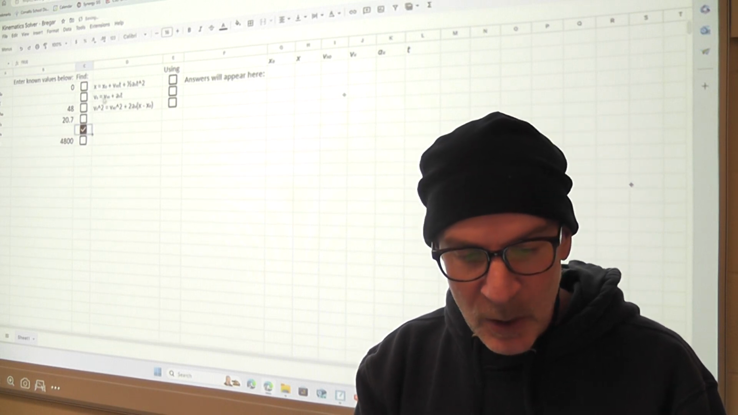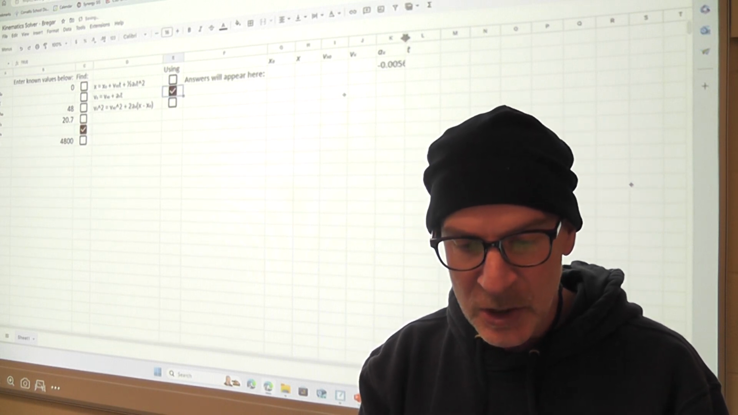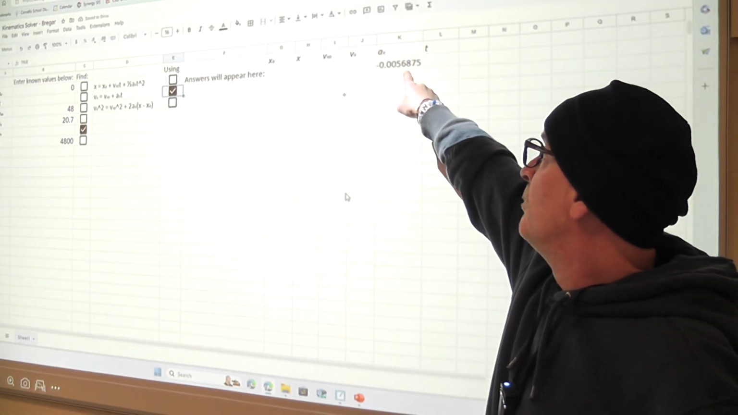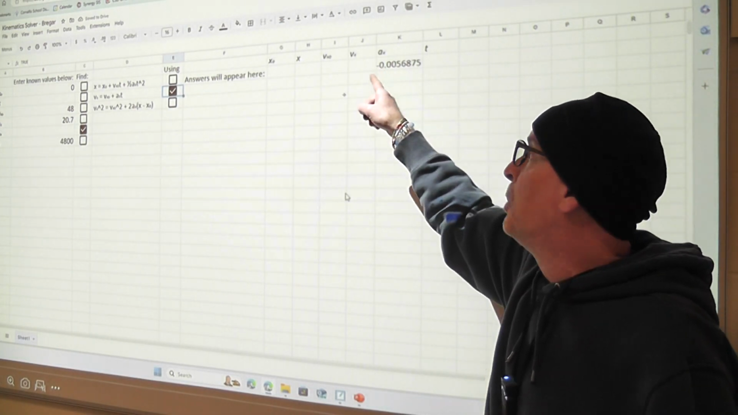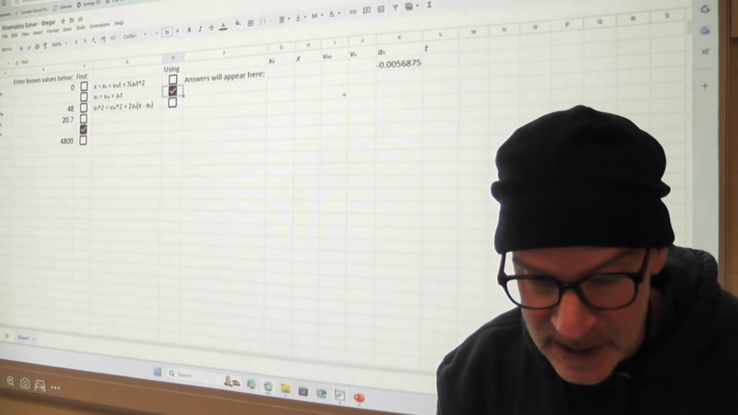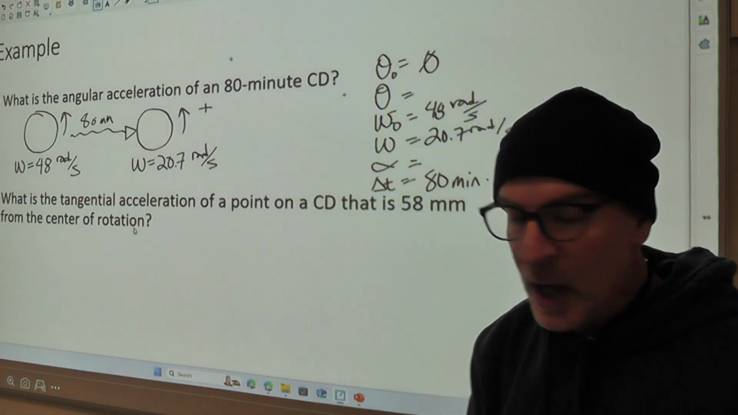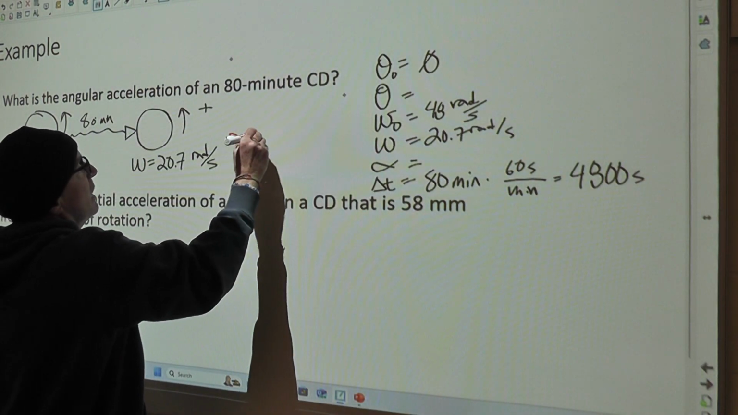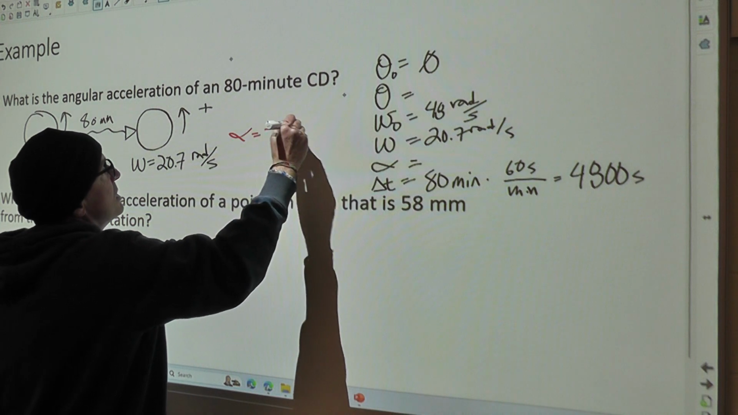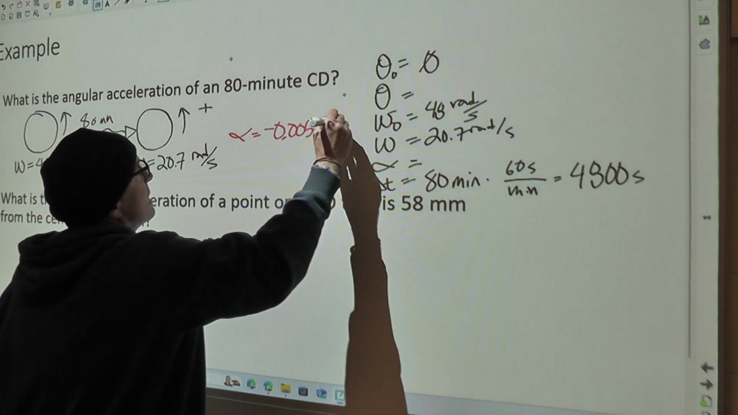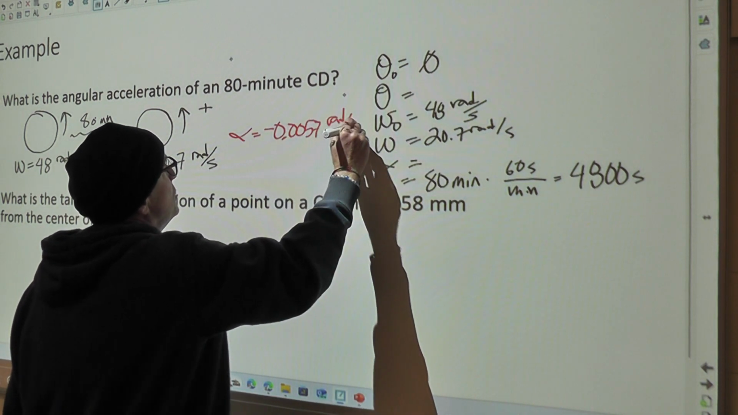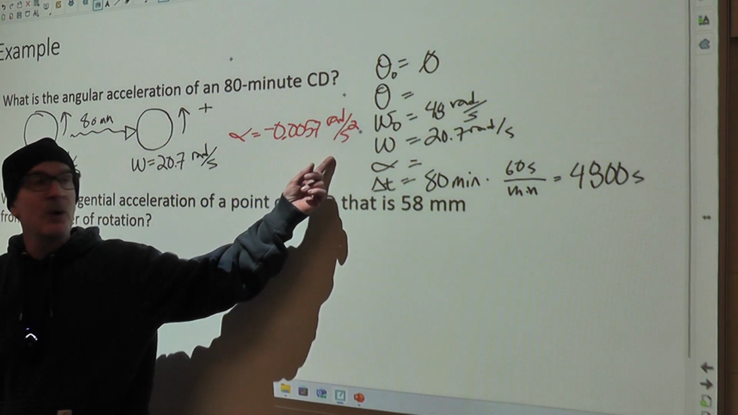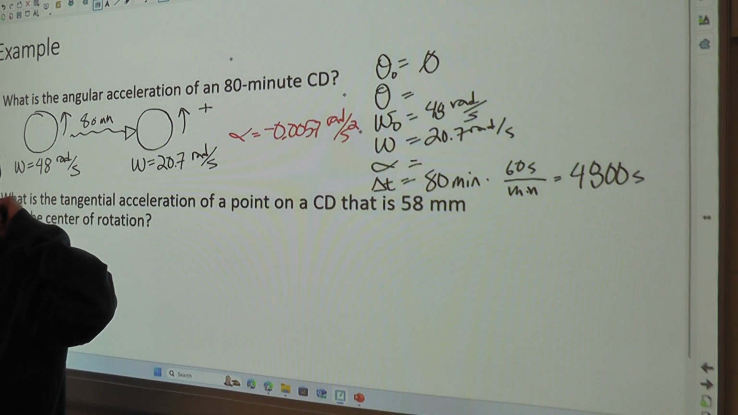We have an equation that will tell us the acceleration with that information. It's about negative 0.0057, and that makes sense because it was moving in the positive direction and it's slowing down. So its angular acceleration should be negative. And it's negative 0.0057 radians per second squared.